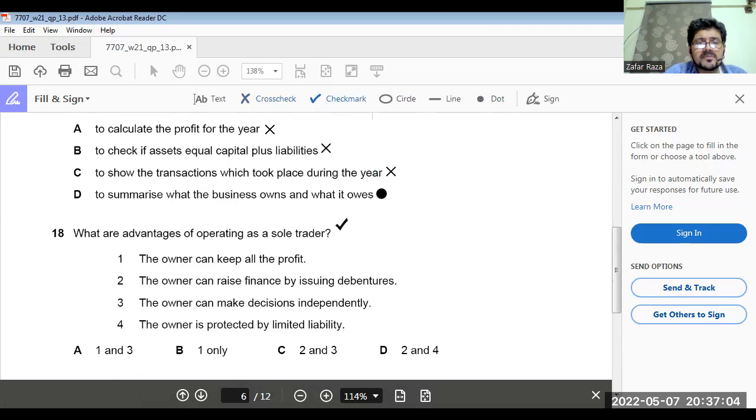Okay. Now, what are the advantages of operating as a sole trader? Now, in this question, the owner can keep all the profit. Yes. The owner can raise finance by issuing debentures. No. It's only available for joint stock companies. The owner can make decisions independently. Yes. The owner can be protected by limited liability. Never. Sole proprietorship has unlimited liability. So 1 and 3 means option A should be the answer.